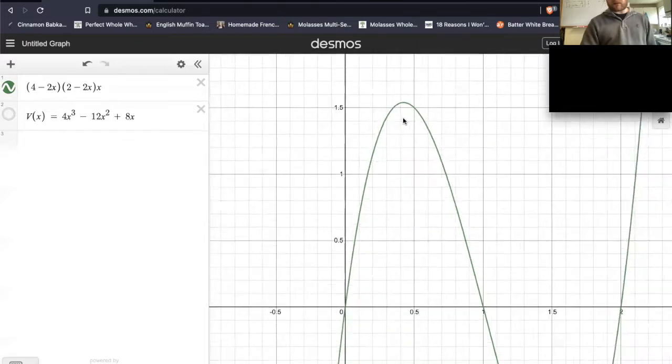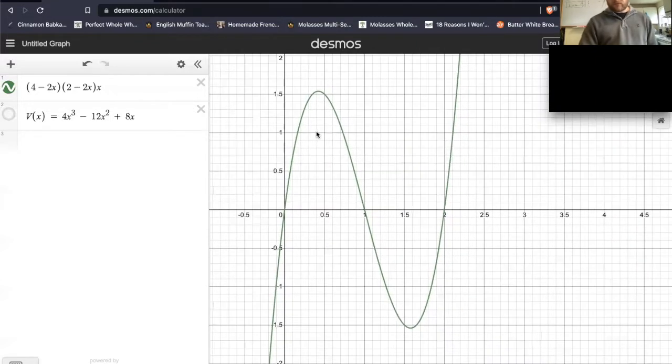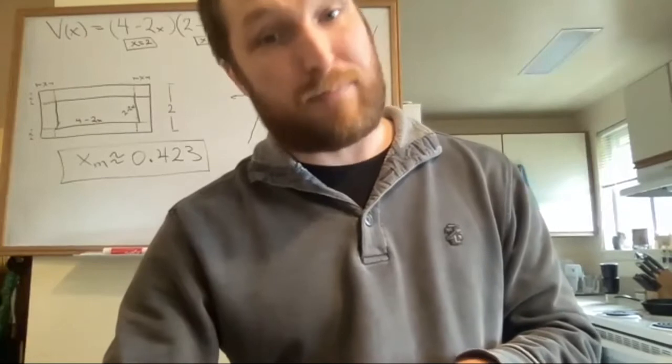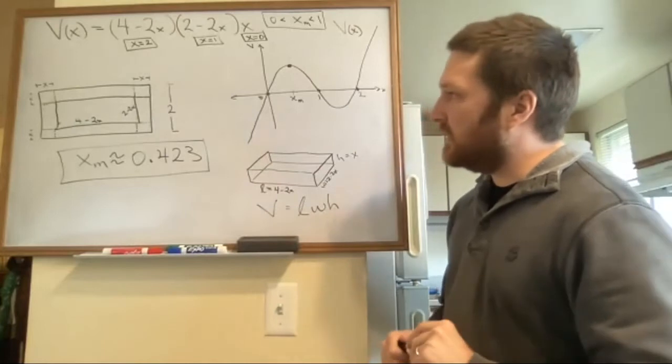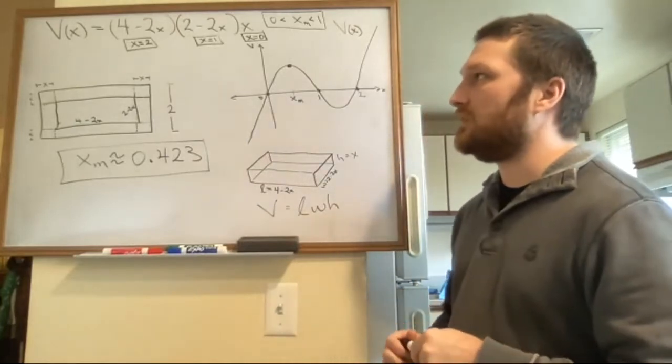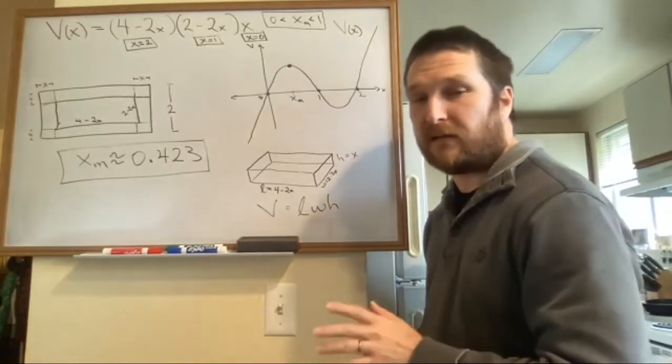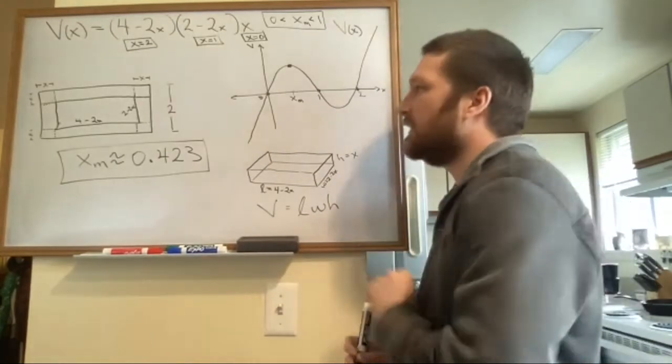Now I'm going to zoom back out to get the big picture. Okay, so I'm going to write that on the board before we forget it. We are estimating that x max, x sub m, is approximately 0.423. So that's one way we could do it. I'm going to stop the screen share for a second. What we're going to learn is that with calculus, there is an exact way of finding this out.